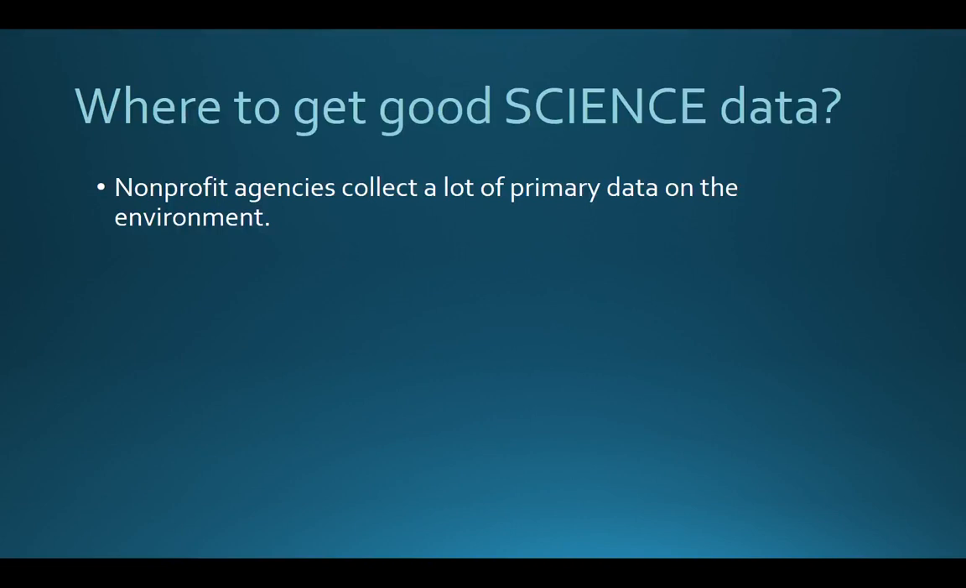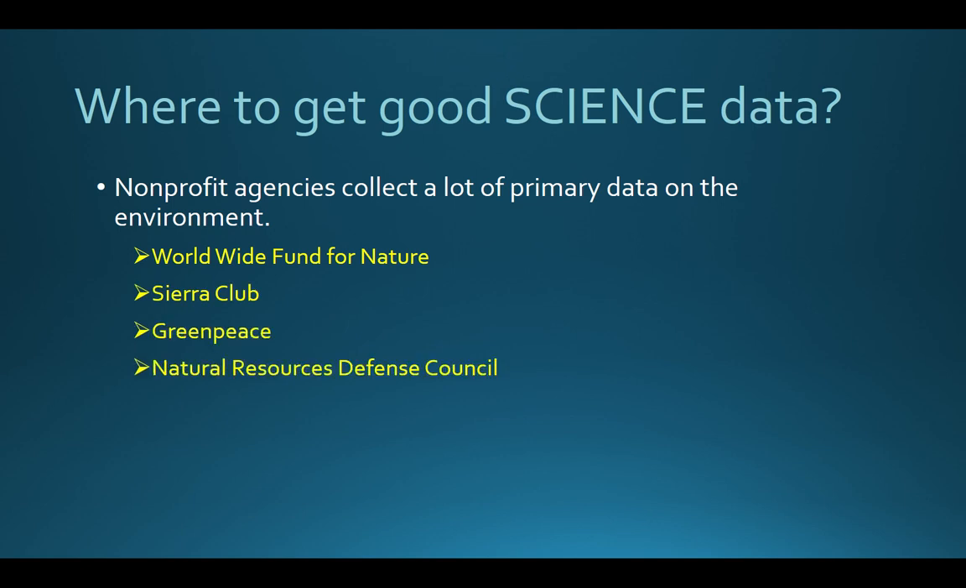Nonprofit agencies also collect a lot of primary data on the environment. For example, the Worldwide Fund for Nature, or the Sierra Club, or Greenpeace, or the Natural Resources Defense Council, the World Wildlife Fund. These are great nonprofit agencies working on environmental protection. They would also be a good source of data if I was trying to get things related to science, especially with respect to the environment.